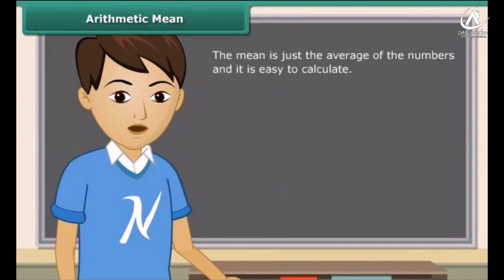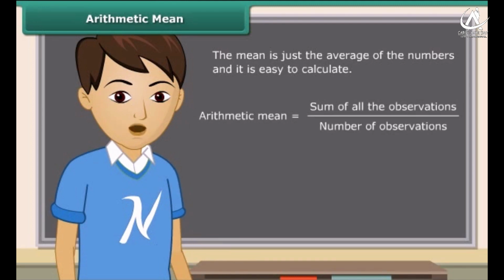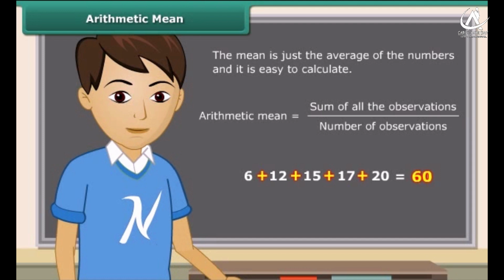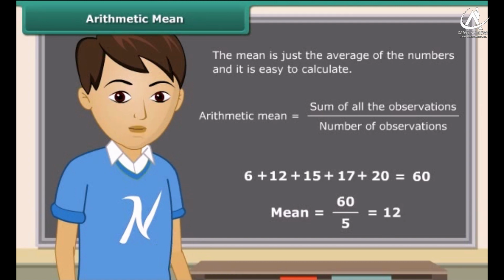The mean is just the average of the numbers and it's easy to calculate. Basically, mean is equal to the sum of all the observations divided by number of observations. Let us calculate the mean of these numbers. Add up the numbers first. The sum of these numbers is 60. There are total 5 numbers. So the mean is equal to 60 divided by 5, which equals 12. Therefore, the mean of the above numbers is 12.